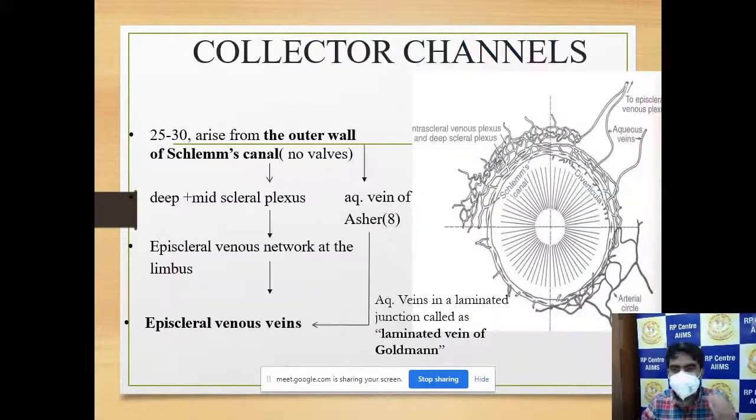Then coming to collector channels, almost 25 to 30 collector channels arise from the outer wall of Schlemm's canal. These collector channels are venous-like systems with no valves, and they are divided into indirect and direct. Direct collector channels are called the aqueous veins of Ascher.